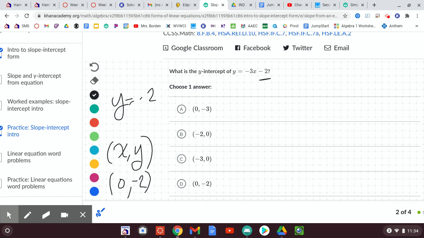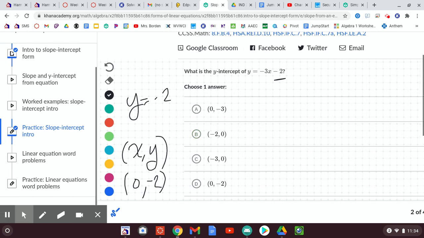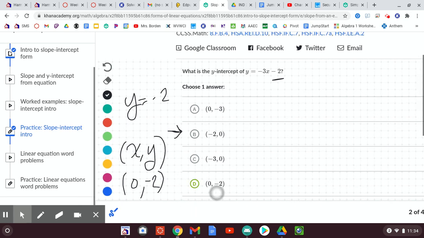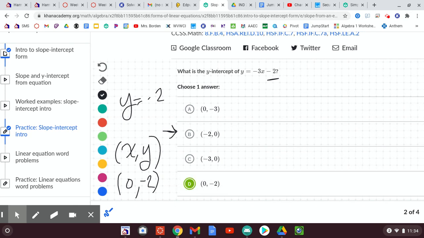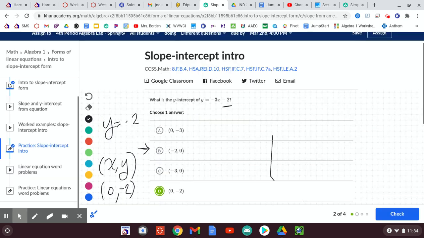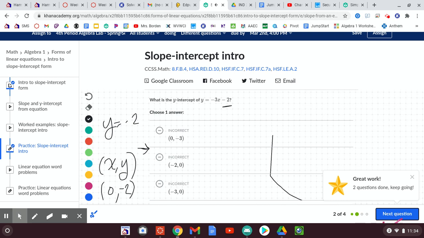Yeah, so you had the right numbers, but in this one right here, the negative 2 is the x spot and the 0 is the y spot. Since it's the y-intercept, you want the negative 2 to be in the y spot. All right, so we're going to select D, and then we're going to hit enter. There we go, check. And that's right.